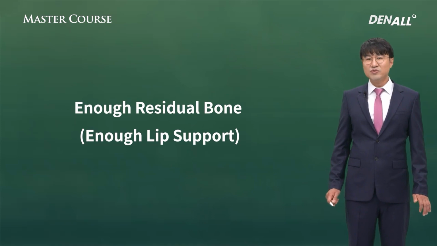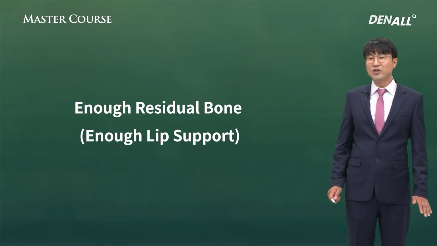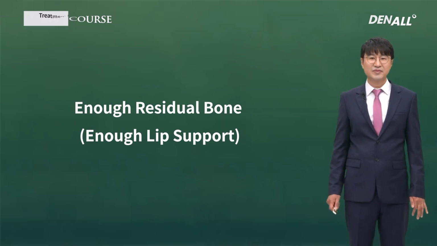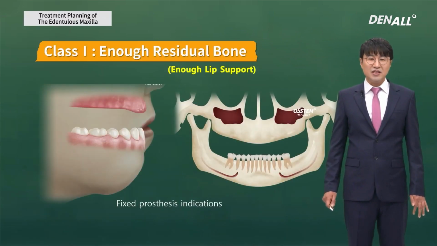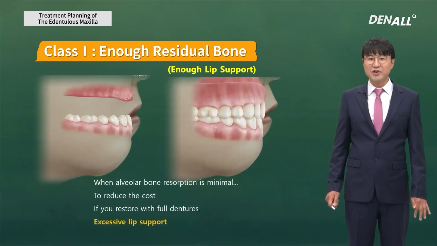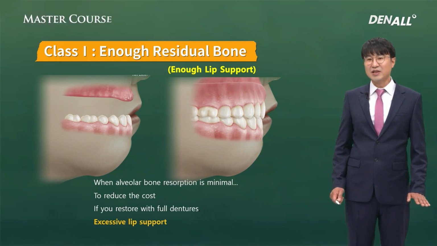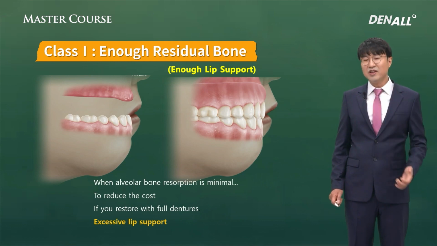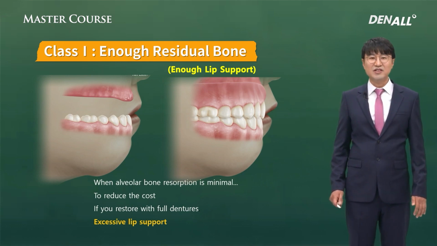So first is when there's enough residual bone and also enough lip support. So it's an indication for fixed prosthesis. So in this case, fixed prosthesis needs to be used. If you use removables, then there could be different problems. One of the biggest problems would be that after restoration, patients say their mouth is protruding.